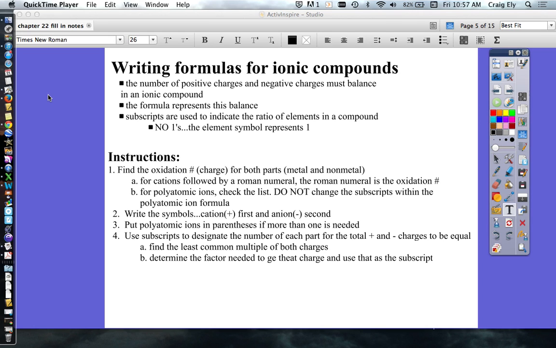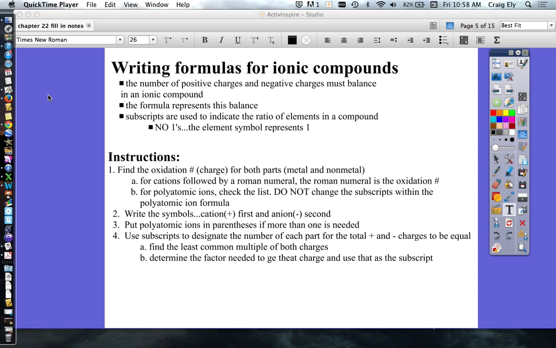Okay, so there's a few things we need to look at first before we start this. We need to know that the number of positive charges and the number of negative charges are eventually going to balance out in the ionic compound, because once the bond has taken place and an ionic compound is created, that compound itself has a neutral charge. The formula is going to show us how these charges balance each other out. We're going to use subscripts to indicate our ratio of elements in a compound, and of course, as usual, there'll be no ones. Remember, the element symbol itself accounts for one atom of that element, so that's why we don't see ones in our chemical formulas for compounds.